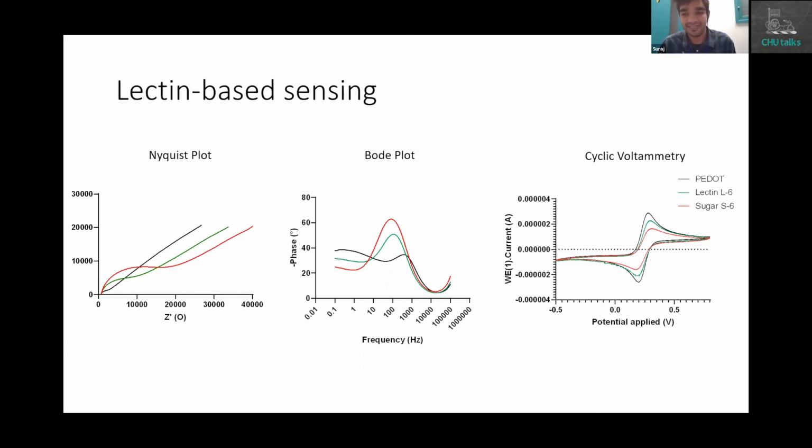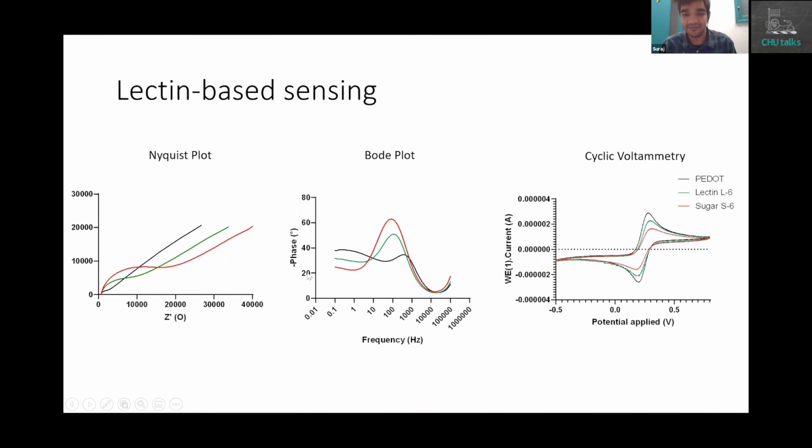In this case, we used PEDOT, as I said, which is the most stable conducting polymer. In all of these plots, the black curve represents the plain PEDOT, which is just the polymer. The green curve in all these cases represents lectin L6. If you remember, that was the marker that worked best for us. After the lectin, we added the sugar, S6, which is specific to that lectin, so hopefully we would get some specific binding in that case.